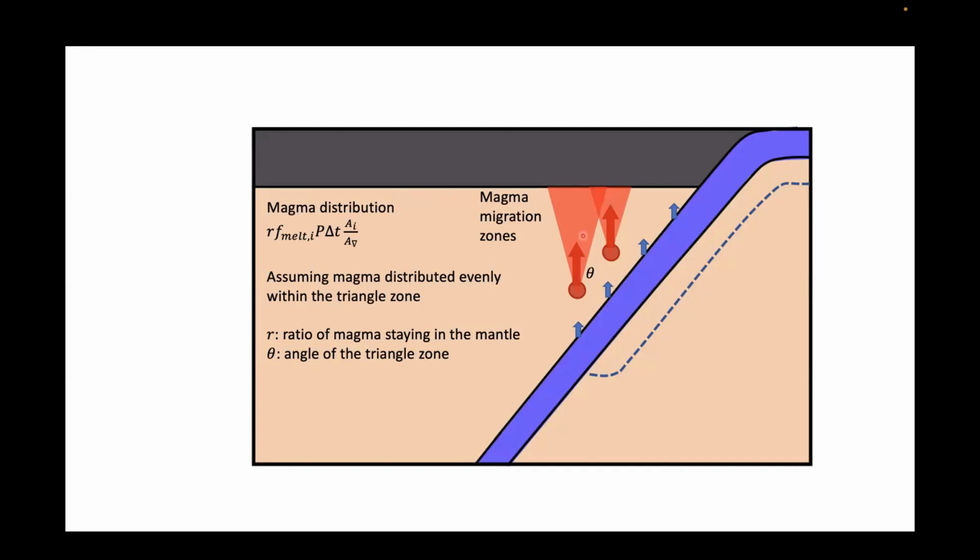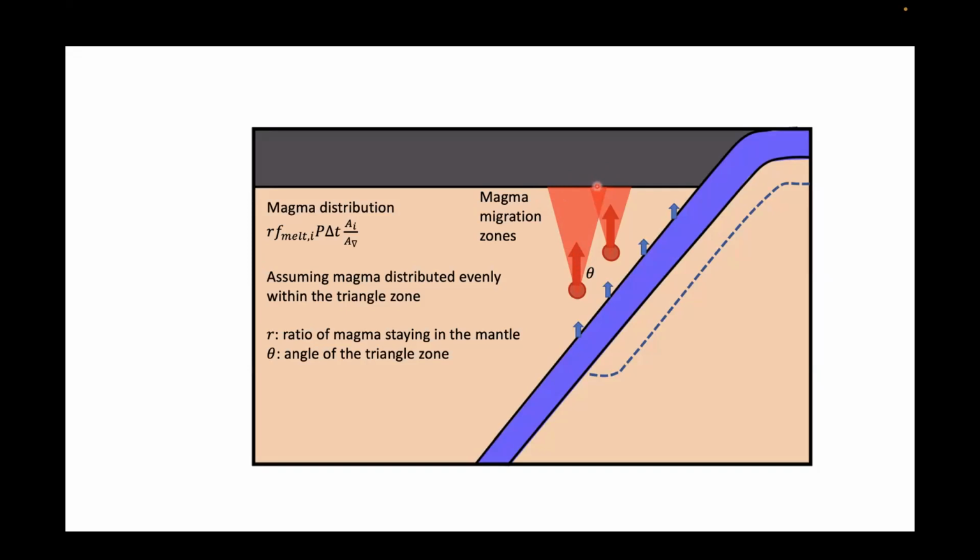Usually the magma migration rate, we don't know how fast it is, but we assume it's much faster than the motion within the mantle wedge. Because the motion in the mantle wedge is on the order of a few centimeters per year, and we assume the magma migration is like 1,000 times faster, like meters per year, than the solid movement here. So we assume it's instantaneous, and we also assume that it is distributed evenly within this triangle zone. And this is a big assumption because we don't know how it would travel.